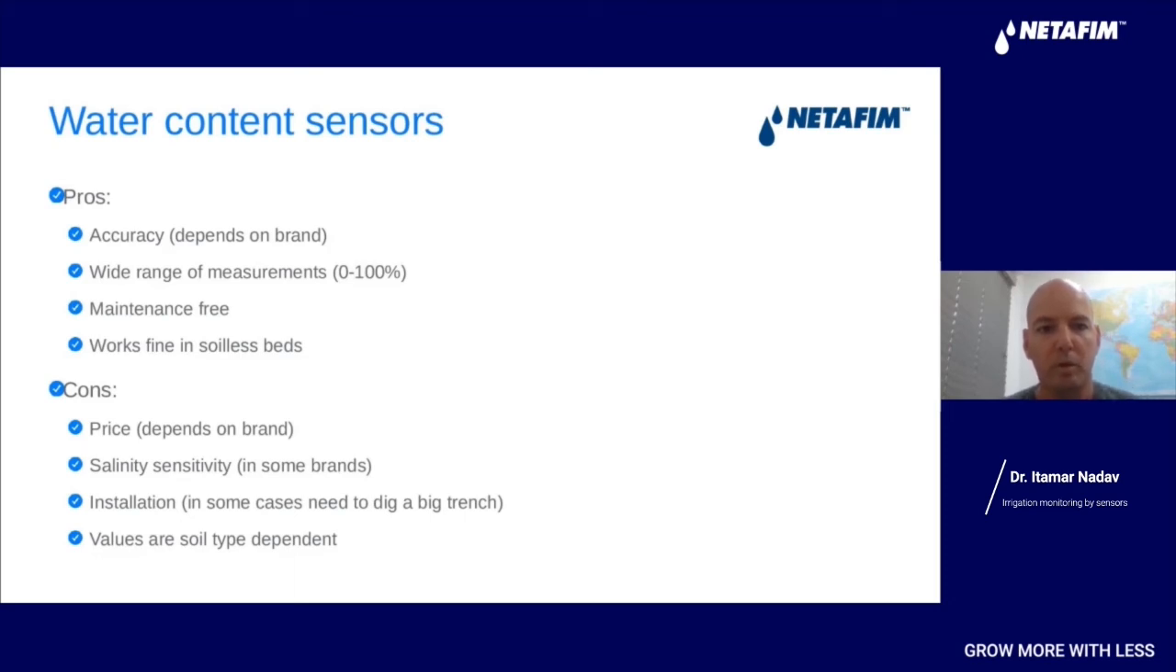So about water content sensors, they are very accurate, and it basically depends on the brand. They have a wide range of measurements, so you can actually use them in stress crops like vineyards. It's maintenance free, so you can just place them and forget about them. You don't need to fill any water. And it can also work in soilless beds, in greenhouses and others.